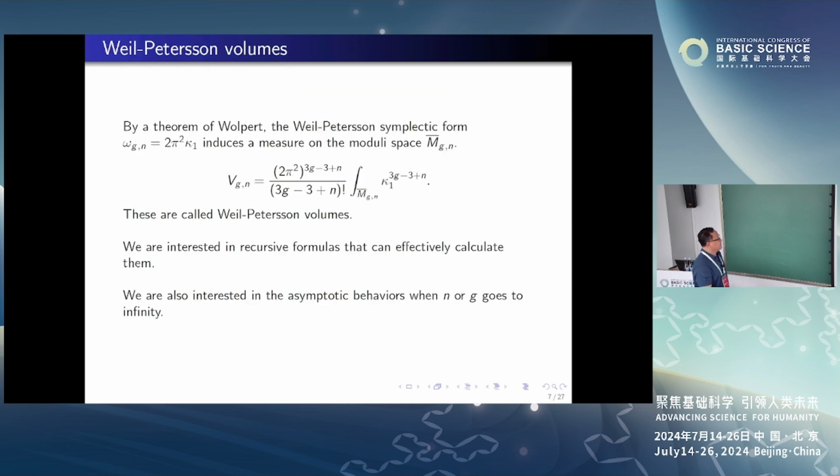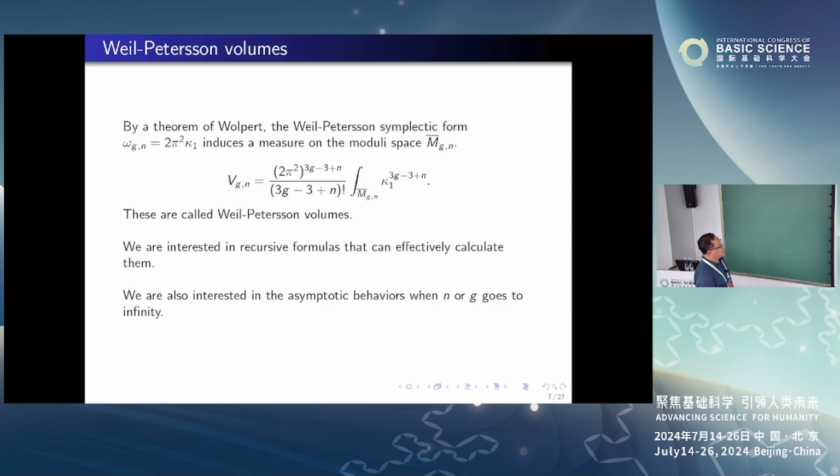So, integral of psi classes. There is, I think, one of the nice works of Wolpert. He proved this nice formula for the Weil-Petersson symplectic form. The Weil-Petersson symplectic form is the natural L2 inner product on the tangent space of the moduli space, which is H1 of the tangent bundle. From Kodaira-Spencer theory, it's H1 of the tangent bundle of the Riemann surface. And this formula says omega g,n, the Weil-Petersson symplectic form, is equal to 2 pi squared times kappa 1. It's the previous integral, the kappa class, a tautological class.